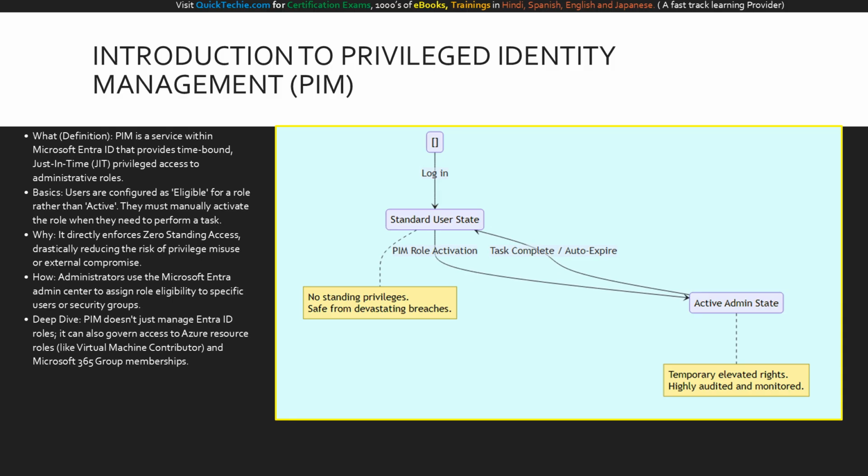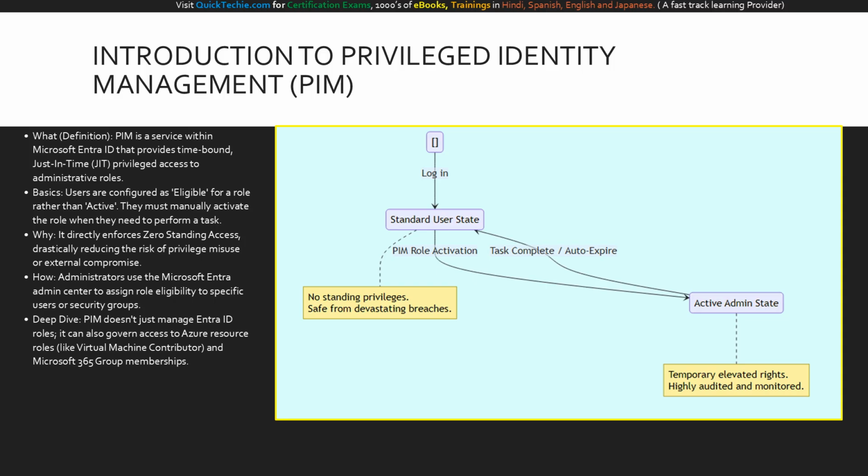Furthermore, as a senior architect, you should know that PIM's capabilities extend far beyond just Microsoft 365 admin roles. You can use PIM to govern access to back-end Azure infrastructure resources, ensuring that your cloud developers also operate under strict just-in-time constraints. This state diagram elegantly captures the daily life cycle of an administrator using PIM.